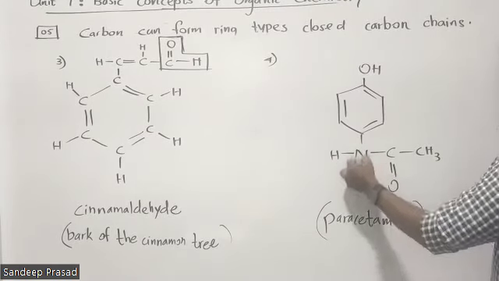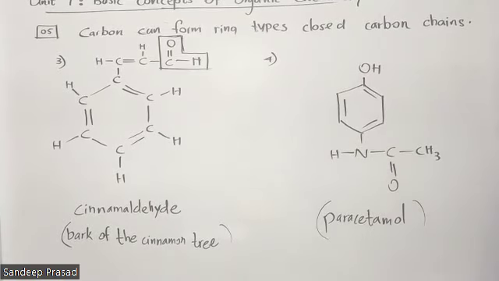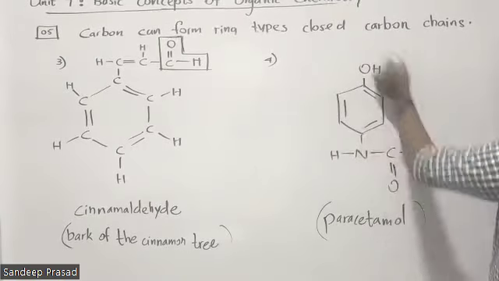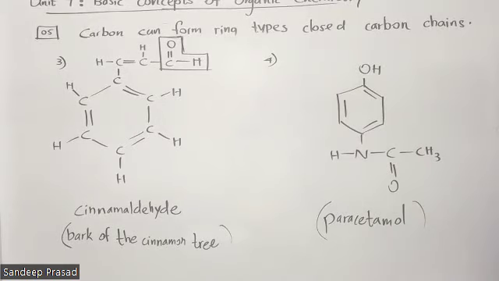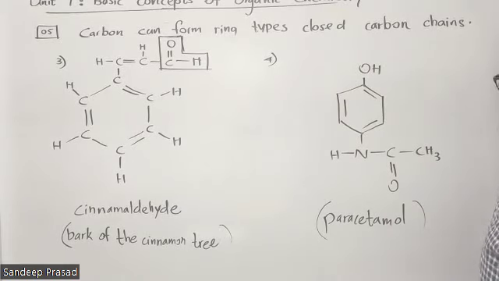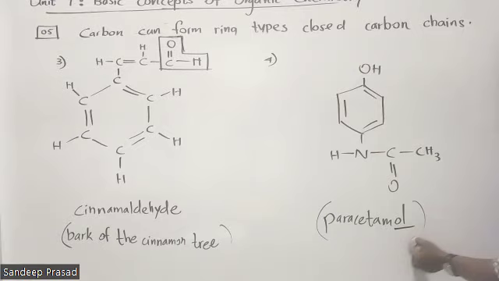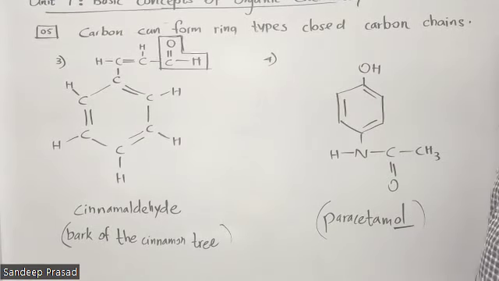So these kinds of compounds are known as amide. And here we have OH. So this benzene connected to OH is considered as a phenol. Right. So this whole term is coming when OH group is there. So this is paracetamol. Right.